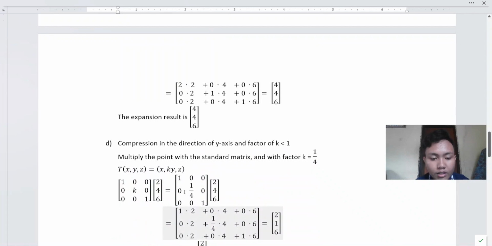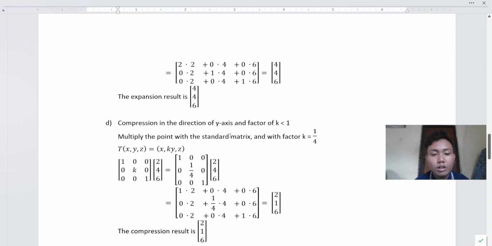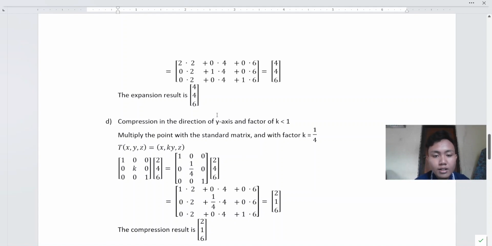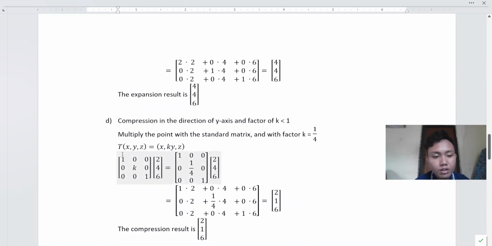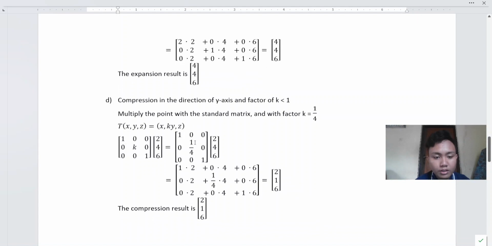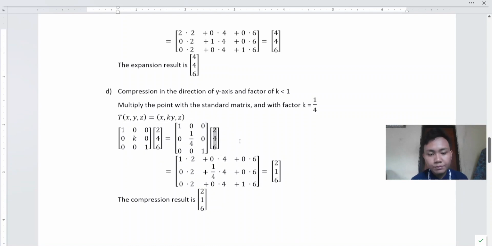And the last one is compression in the direction of the y-axis, and the factor of k is less than 1. So because the factor k is less than 1, we can use, for example, k factor 1/4. We need to multiply the point with the standard matrix, and because we need to find the y-axis, we use the k on the y. Same as before, the other ones will be 1. So we can replace the k with 1/4. Here's the standard matrix, and multiply that with our point.